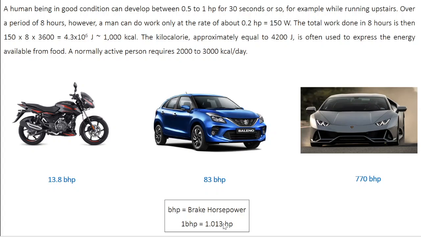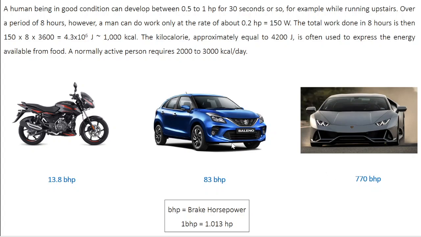On the other hand, if you take a car like a 1.2 liter engine Maruti Baleno car, its power rating is higher. This is 83 bhp. So a car engine produces more power compared to a bike engine. And if you go to a supercar like a Lamborghini, its engine is more powerful. It produces around 750 bhp.